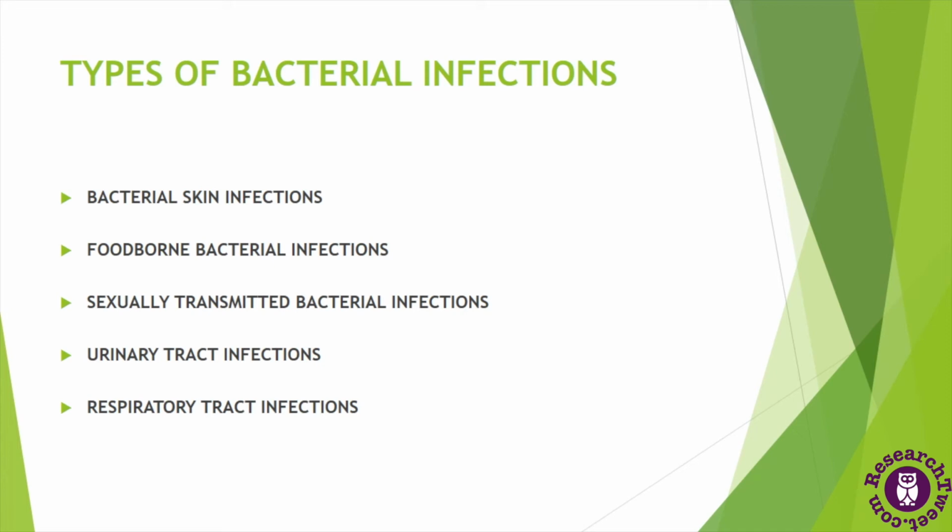Another type of bacterial infection is urinary tract infection, which is caused by several types of bacteria that can infect the urinary tract. And the most common type of bacterial infection is respiratory tract infection. These bacteria can infect our respiratory tract. An example is Salmonella typhi and many other bacteria which can infect our respiratory tract as well as lungs.